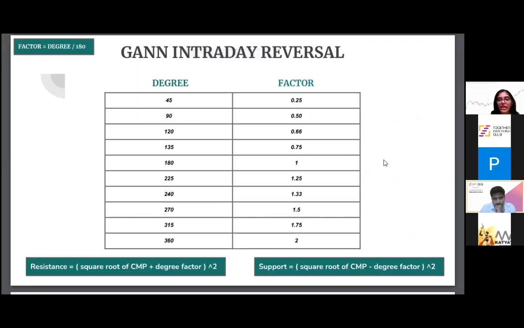Moving on to Gann intraday reversal. Now, there are a few pointers to note before talking about degrees and factors. So in Gann study, the 180 degree is considered as factor 1. So now we can see that factor is equal to degree divided by 180. Now, as per Gann, 45 degree, 90 degree, 180 degree, and 360 degree are considered as important degrees where trend reversal will occur.